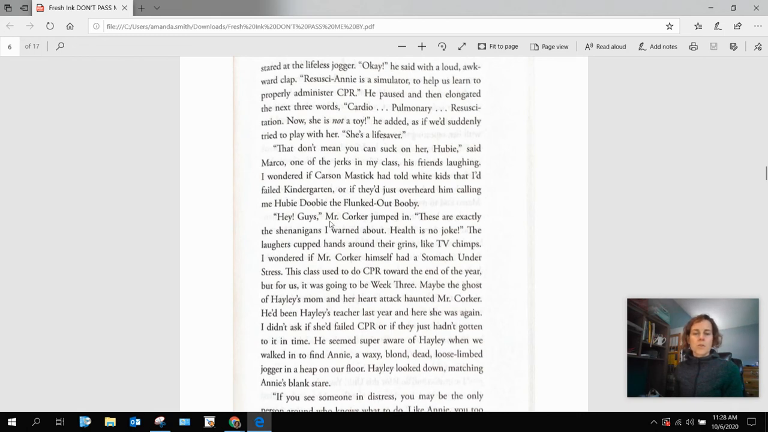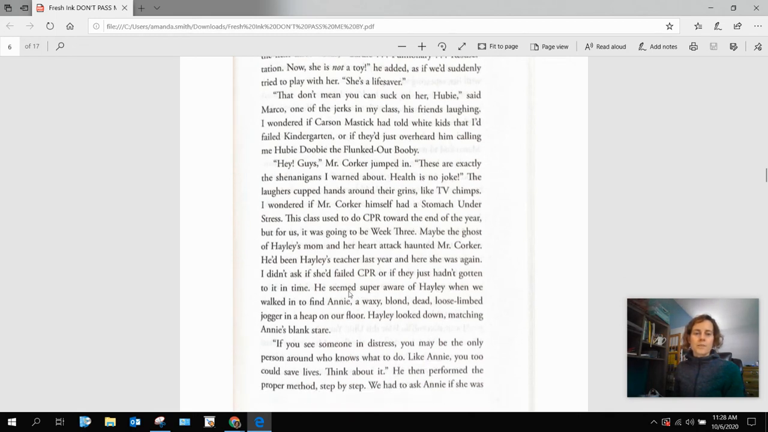Hey guys, Mr. Corker jumped in. These are exactly the shenanigans I warned about. Health is no joke. The laughers cupped hands around their grins like TV chimps. I wondered if Mr. Corker himself had a stomach under stress. This class used to do CPR towards the end of the year, but for us, it was going to be week 3.